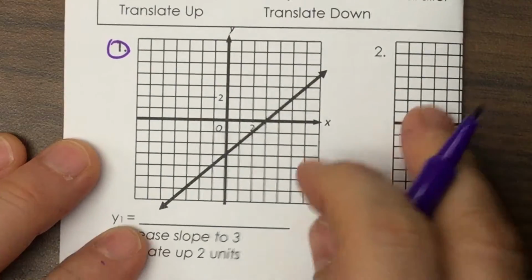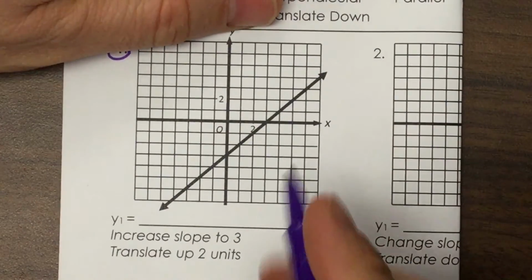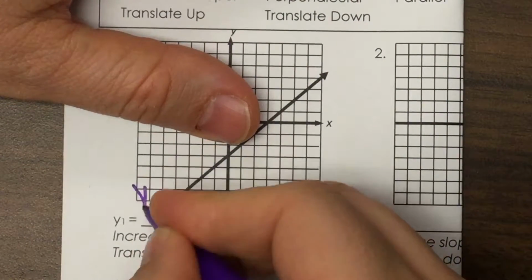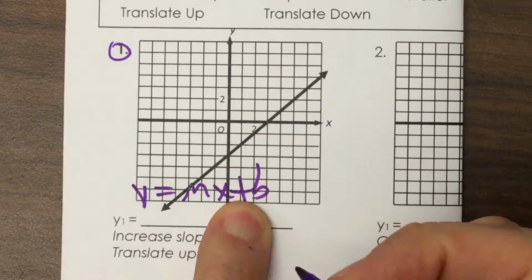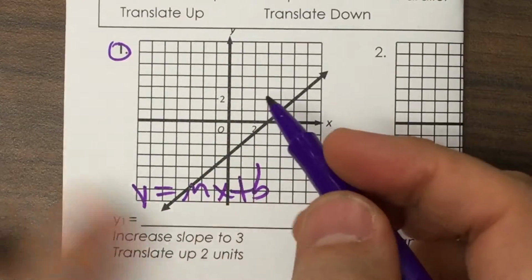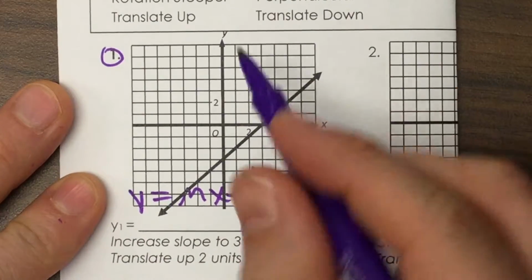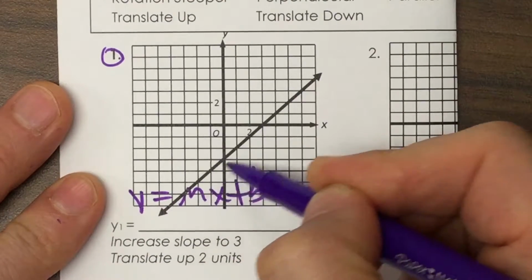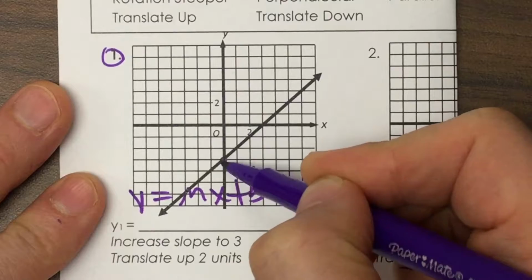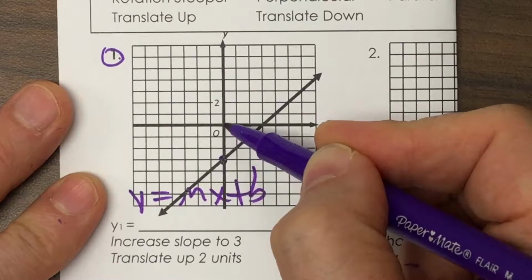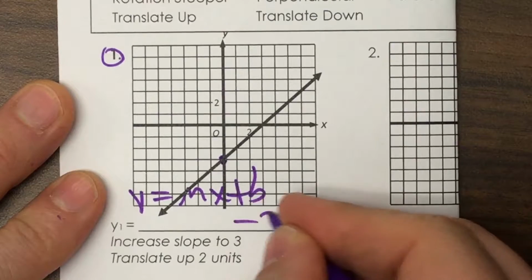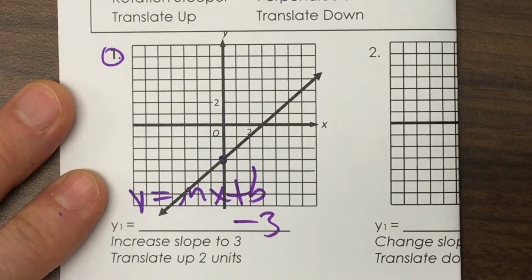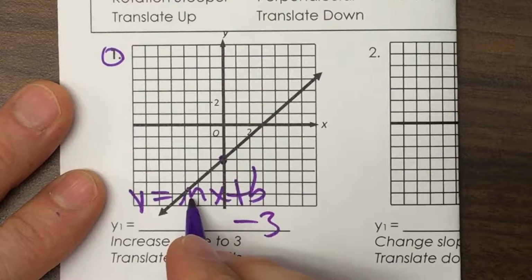Okay, so number 1, first of all, I'll look for my b value, because every equation is y equals mx plus b. I say begin with finding b. My b value is also known as my y-intercept. Where does this line cross the y-axis? It's right here. And what is that numerical value? It's down 3, so that's a value of -3. Now that I have my b, all I need is my slope, or my m value.